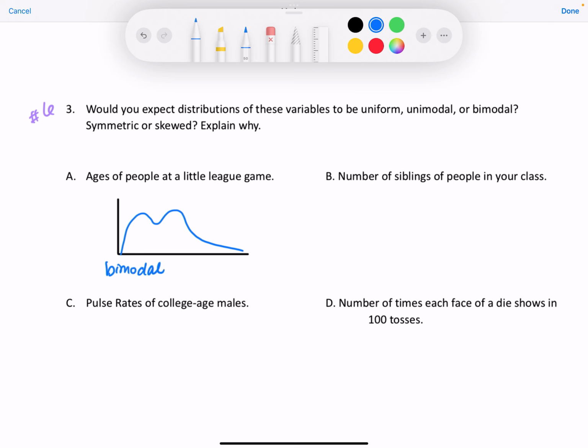There's two dips. What's the dip? It would be the gap between the age of the kids and the age of the parents. But the reason I left it kind of high is because you could theoretically have some siblings at the game, things like that.